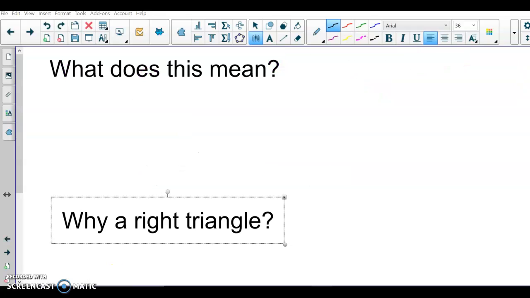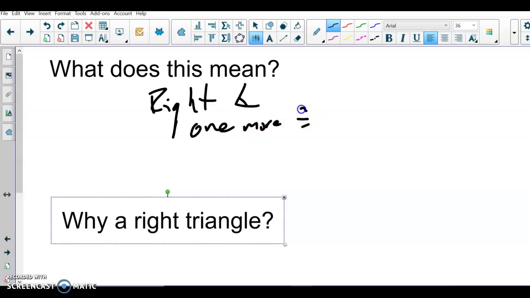So now what this means is now we don't have to look between two triangles. We don't have to have two triangles as long as we have a right angle. As long as we have a right angle and one more congruent angle, we can use this trigonometry.